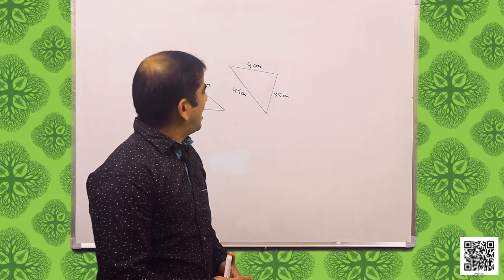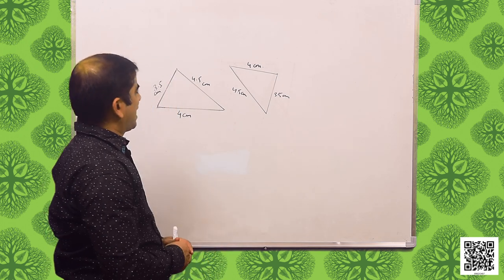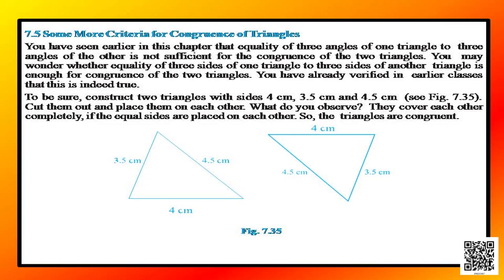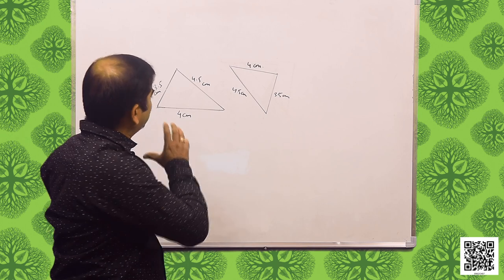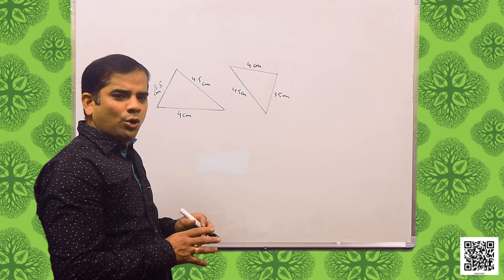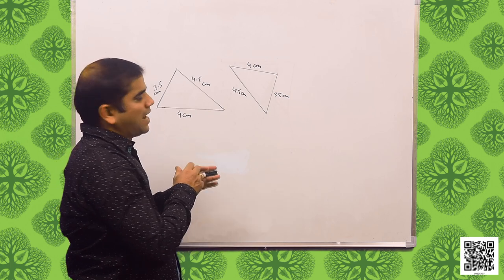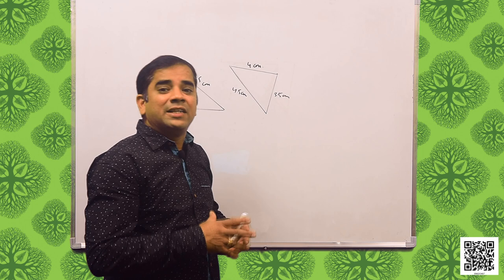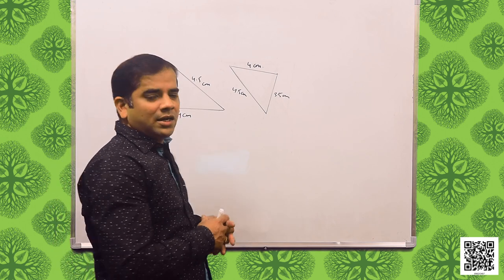As you can see, I have constructed two triangles as given in your book. Both the triangles have sides 4.5 centimeter, 4 centimeter and 3.5 centimeter. The triangles are in different directions, but the sides are equal. When I rotate the triangle and place one triangle over another, we can see that both the triangles coincide with each other. So in that case, we can say that they are congruent.